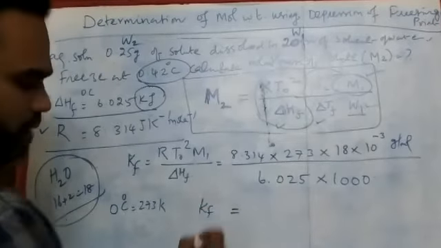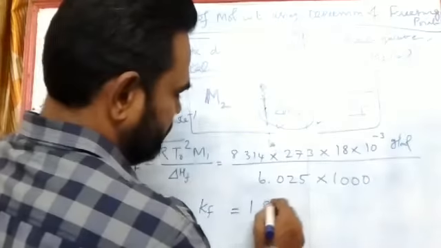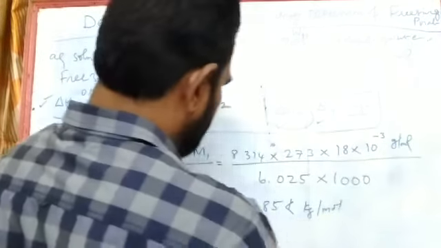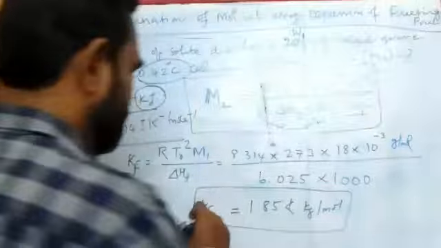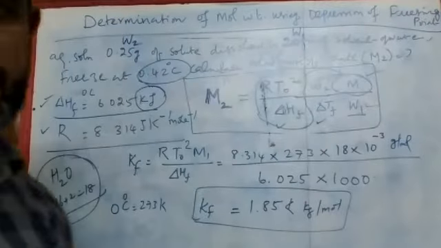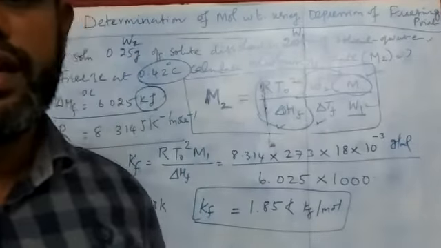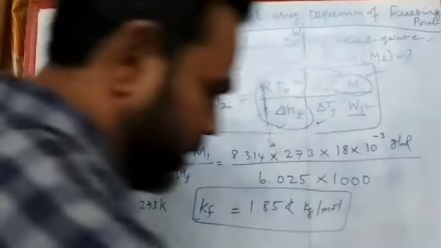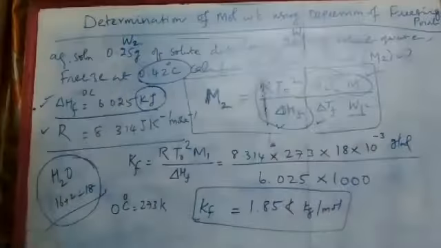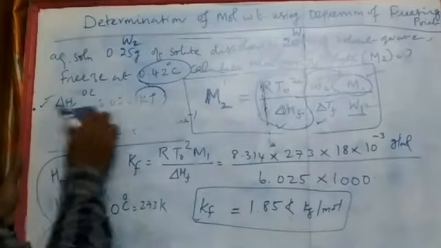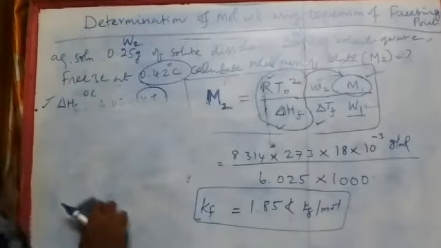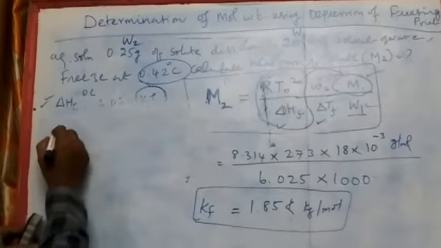The Kf will come around 1.85 Kelvin kilogram per mole. This is called the molar depression constant, or cryoscopic constant. So you have got this. Now how to continue? Let me find the molecular weight.